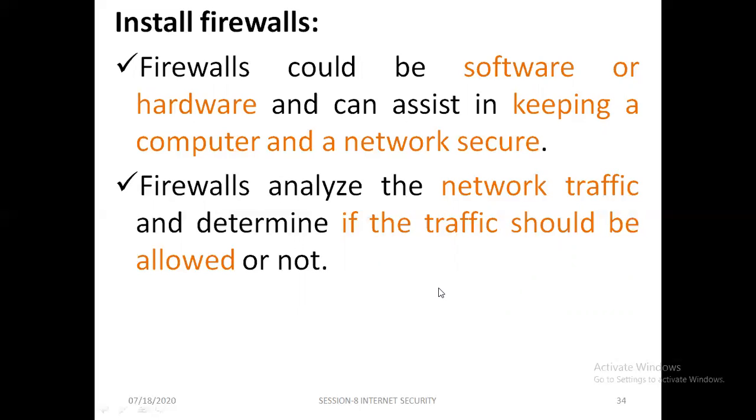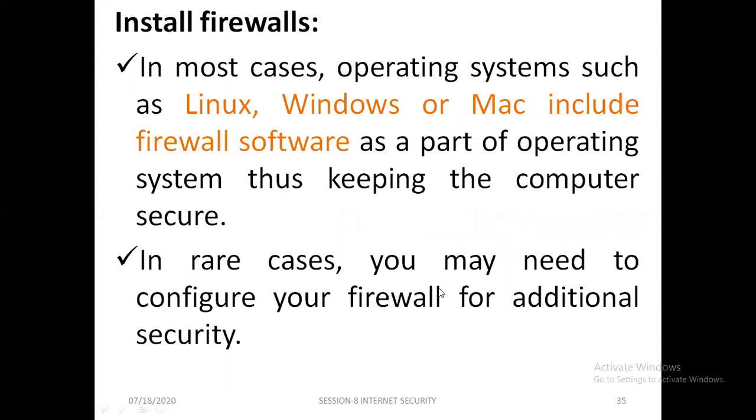If at a time a lot of traffic occurs in a network, and a huge amount of data is transmitted at a single time, the firewall will check whether that traffic is legitimate or illegitimate data. It will analyze it, and accordingly it will block the data or allow it to be transmitted. In most cases, operating systems such as Linux, Windows and Mac OS include firewall software as part of the operating system, keeping the computer secure. In rare cases, you may need to configure your firewall for additional security.